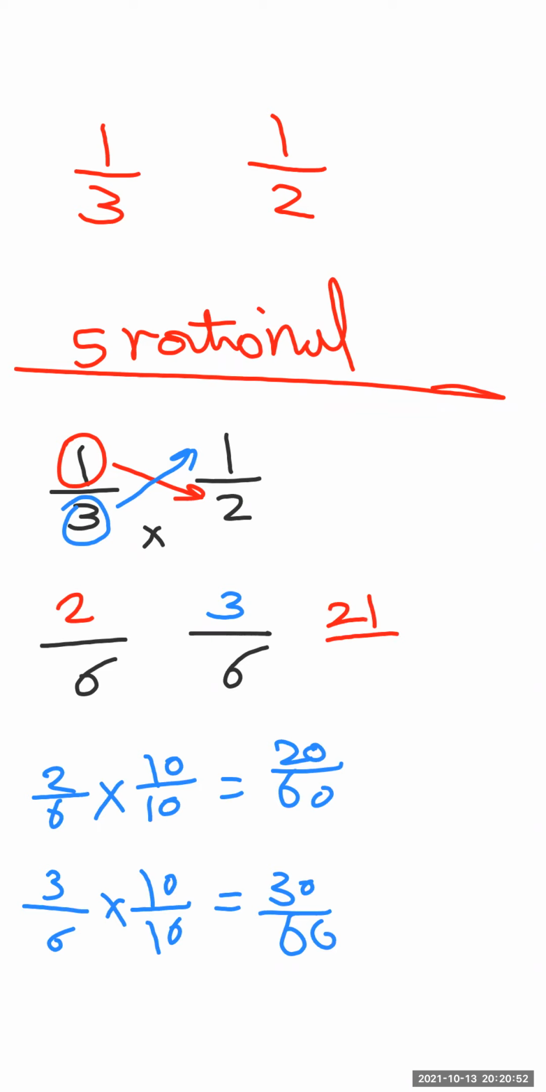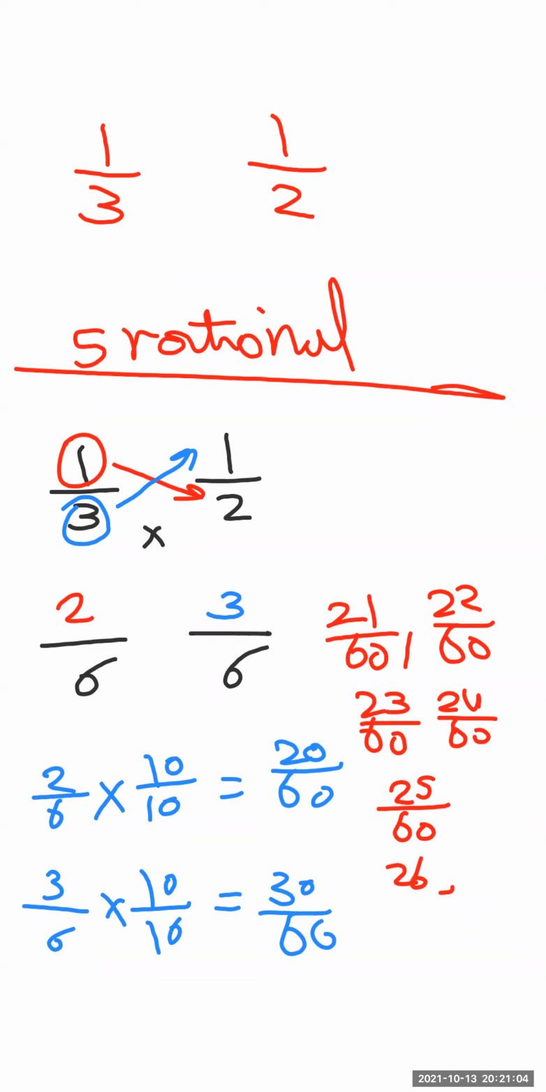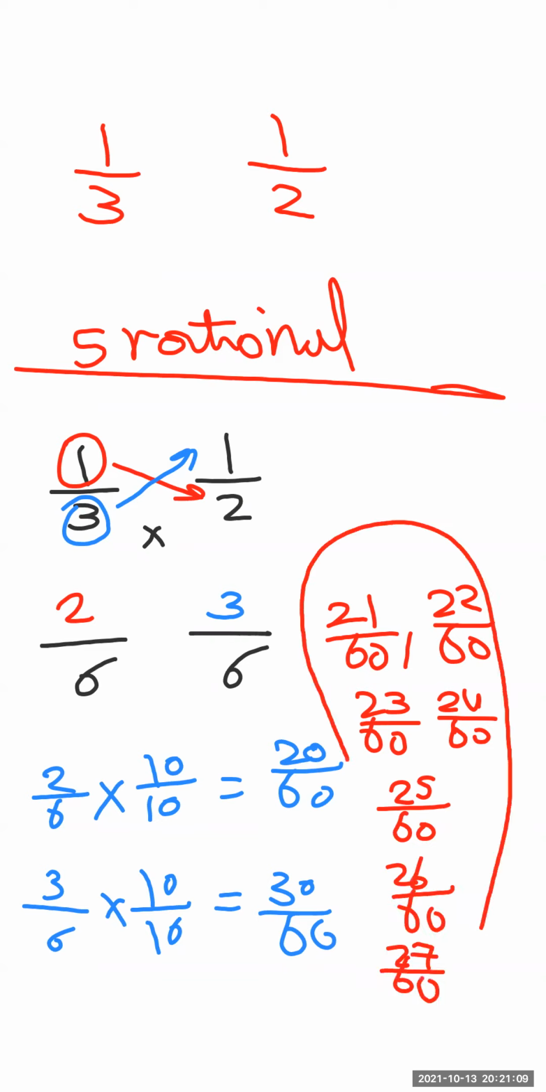So 21/60, 22/60, 23/60, 24/60, 25/60, 26/60, 27/60. All these numbers, we can write 5 from these numbers, right?